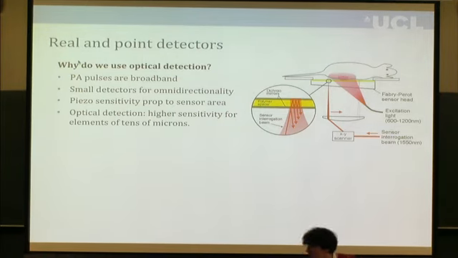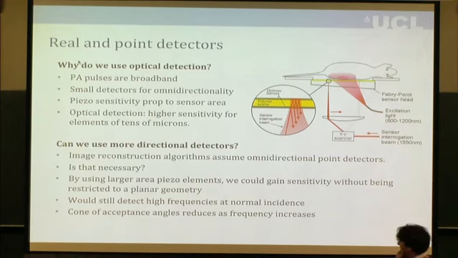Okay, my last point, coming back to why do we do optical detection? We do optical detection because we feel like we should use point sources, and we feel like we should have omnidirectional detectors to do our imaging with. And the question is just whether or not that's necessary. All the image reconstruction algorithms assume that you're measuring at a point and waves coming from any direction are equally detected, equally sensitive to every direction. But do we actually need that?